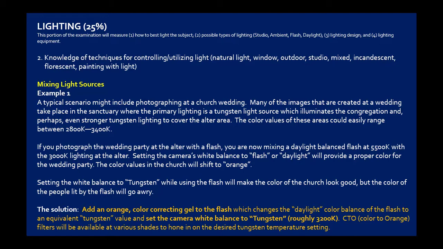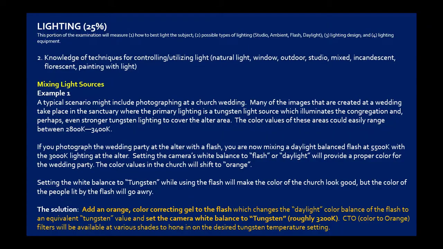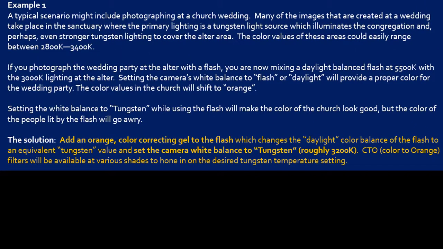In this scenario, we're going to be photographing at a church, and the church is illuminated with tungsten light. The color values could easily range between 2800K and 3400K, and your flash is daylight balanced at approximately 5500K. So the trick here is to use a CTO filter, which means color to orange.